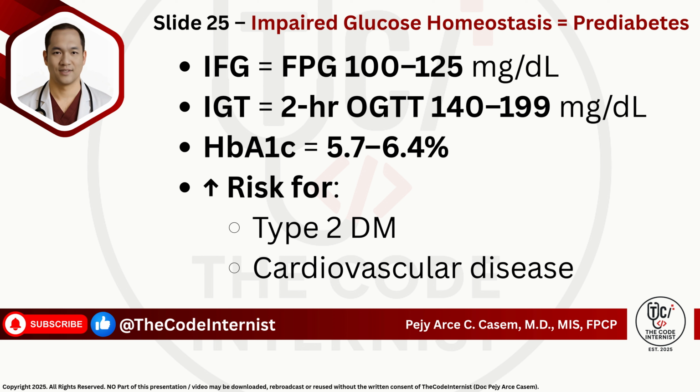Prediabetes is the stage where the body's glucose regulation is no longer normal, but not yet diabetic. You might hear the terms IFG, IGT, or HbA1c 5.7 to 6.4%. These are early warning signs. People in this category are at high risk, not just for developing type 2 diabetes, but also for heart disease. This is the time where lifestyle changes can really make a difference.